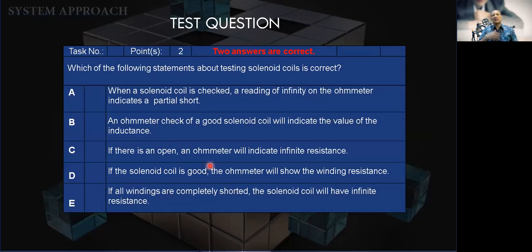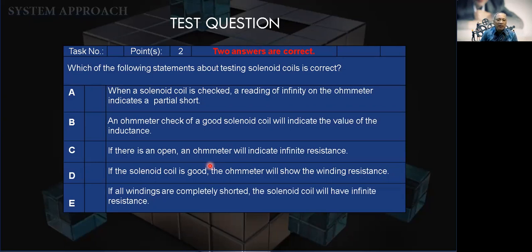Just a test question before we finish about this system approach. The question is this: which of the following statements about testing a solenoid coil is correct? Two answers here are correct. A, when a solenoid coil is checked, a reading of infinity on the ohmmeter indicates a partial short. When the ohmmeter reads infinity, it means that actually it is an open connection, not a partial short or a short. Because there is an open, that's why there is infinity, a very big resistance.